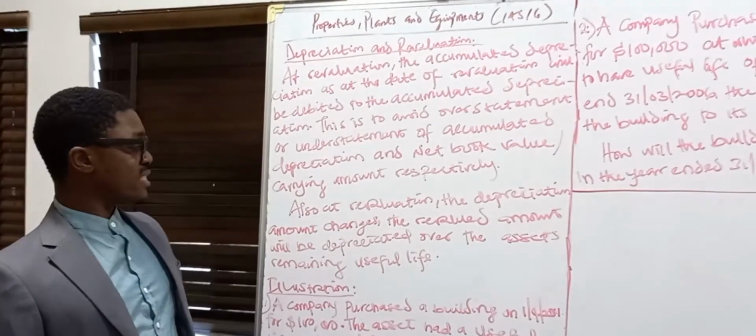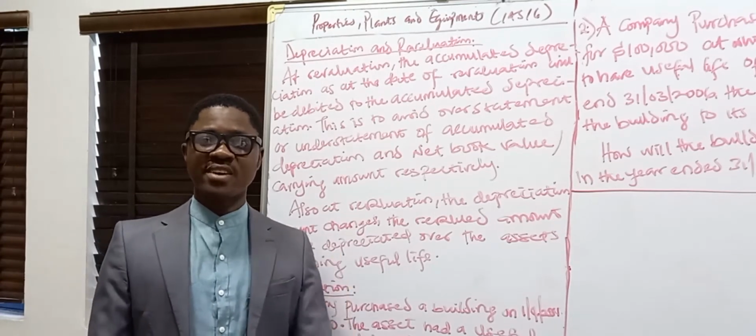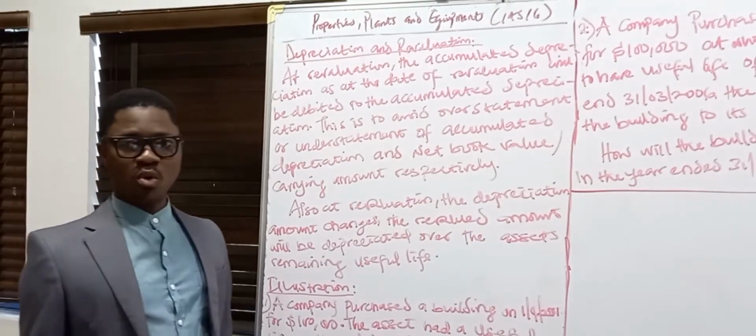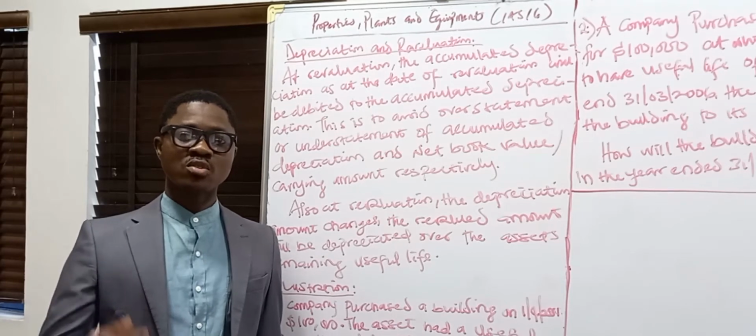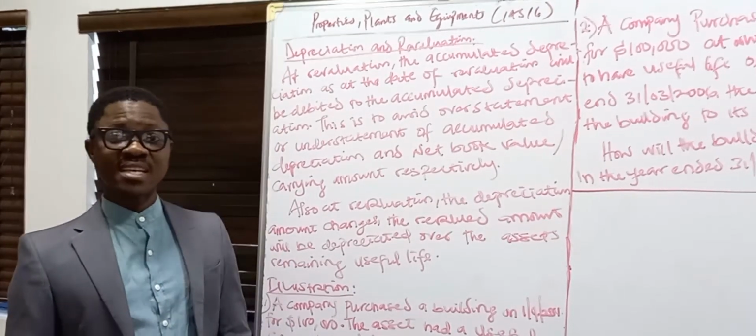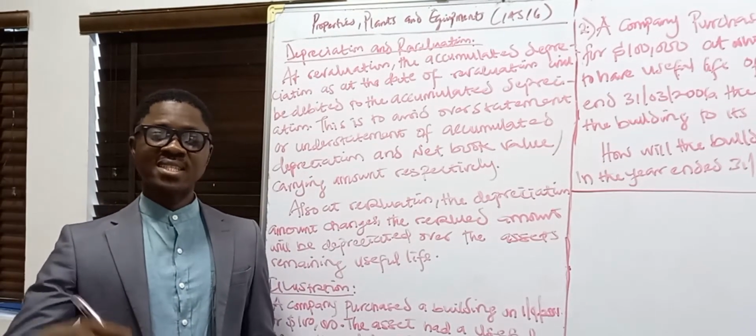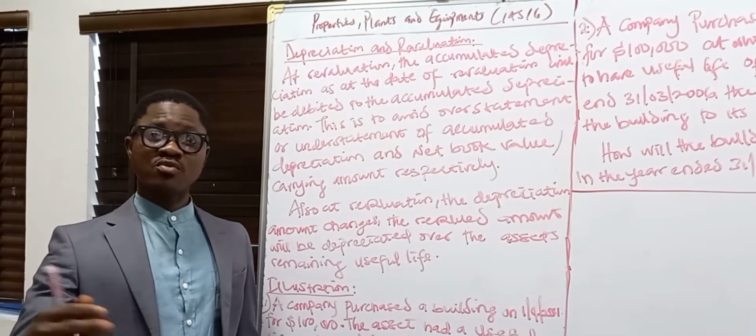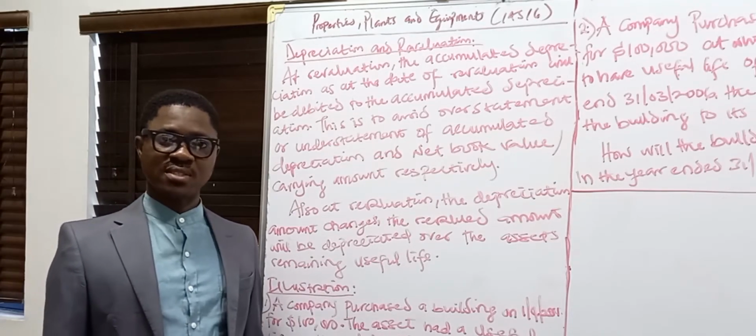Also, at valuation, the depreciation amount changes. Why does it change? It changes because it's either a revaluation surplus or deficit. So in a situation where it's a revaluation surplus, what happens to the depreciation? Depreciation increases, other things being equal. It can also happen that when there is a revaluation surplus, the useful life increases. In a situation where the useful life increases with the revaluation surplus, that will mean that the depreciation will reduce, and the reduction will be to the magnitude of the increase in useful life with respect to the revaluation surplus.